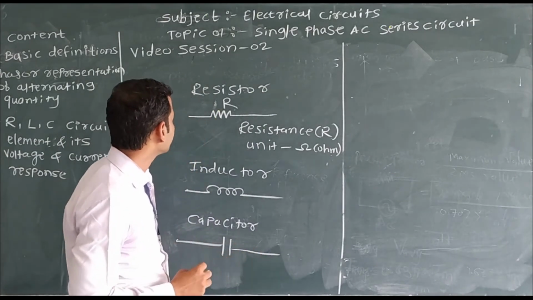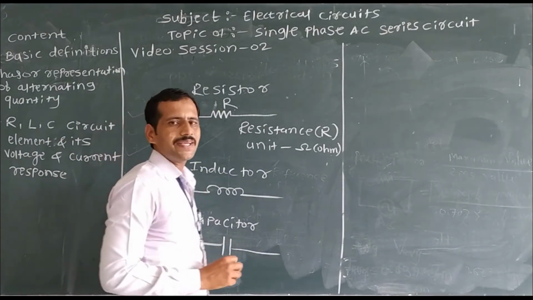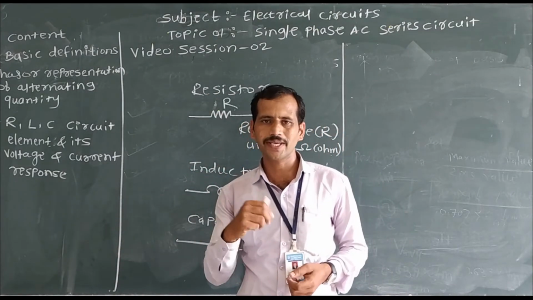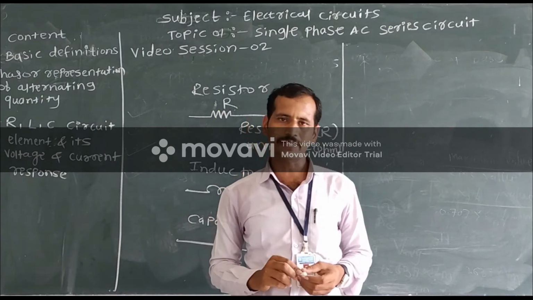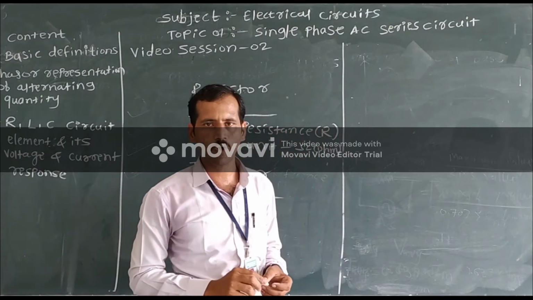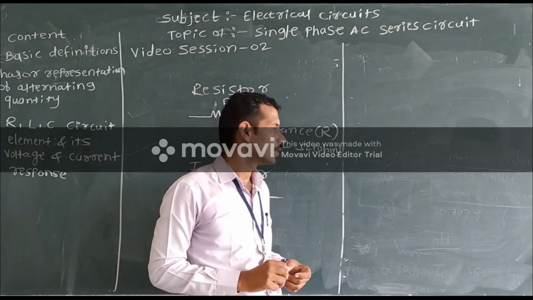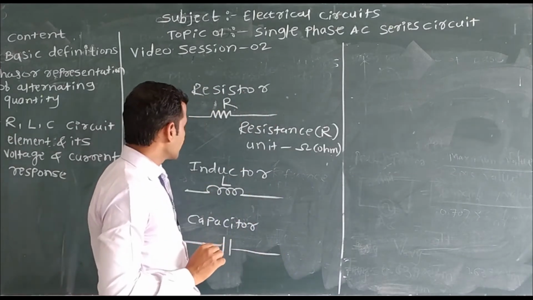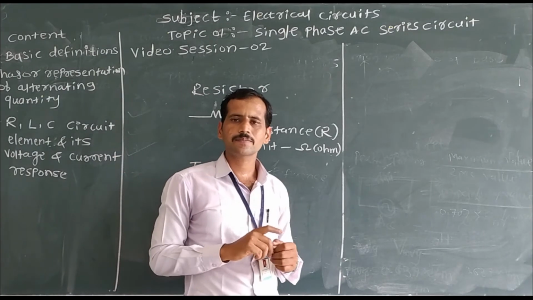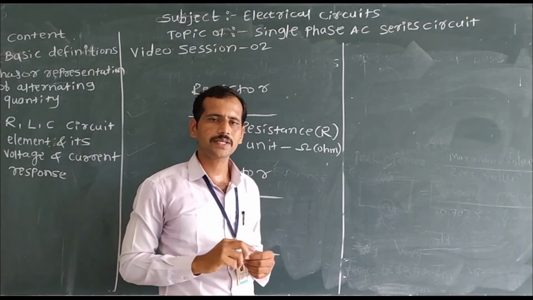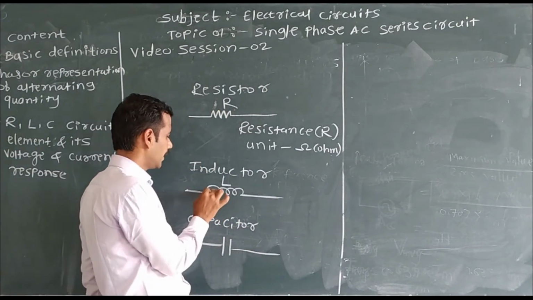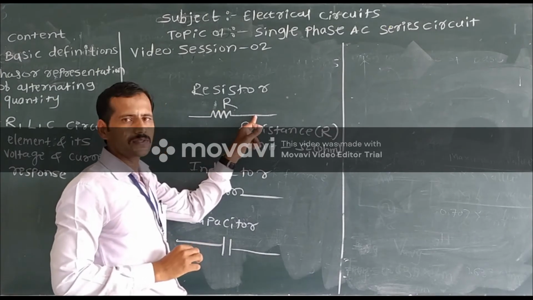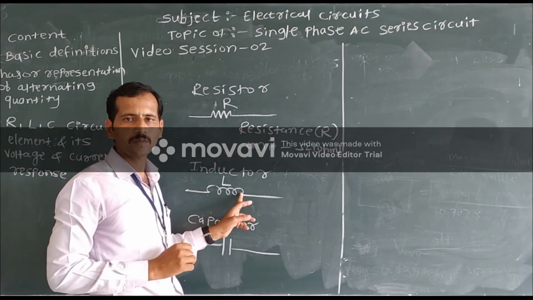Next, inductor. What is meant by inductor? Again, an inductor is a device which stores energy in the form of an electromagnetic field. Next, inductance. Simply we take a conductor and wind that conductor, that is an inductor. It is a device. Here the resistor is again a device. This is the symbol of a resistor, and this is the symbol of an inductor.